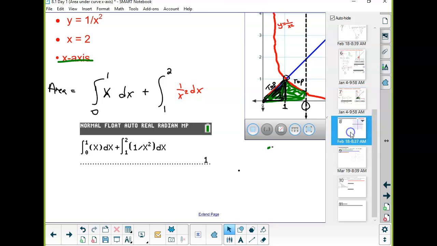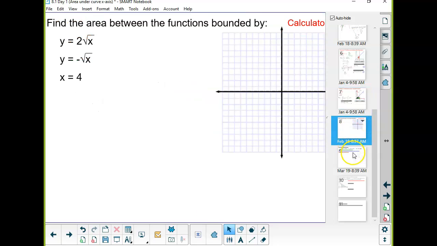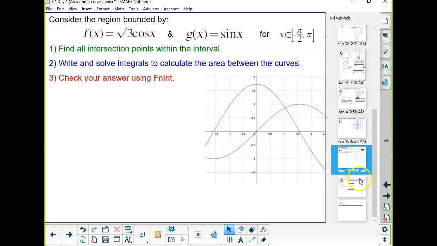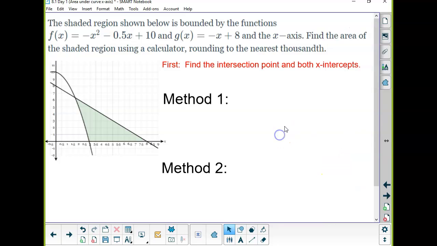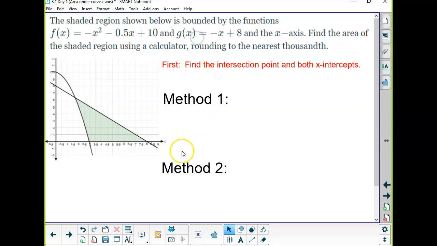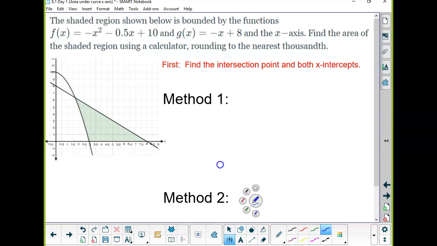Alright, let's see. I'm not sure if we'll get through all of these. That's a fun one. We definitely want to get to this one. So let's jump here. So this is a Delta Math problem, which your homework tonight is Delta Math, which is good because I think this is something that getting that immediate feedback is perfect. So what do they give us? They give us the two functions, f and g, and they tell us we're bounded by the x-axis. Find the area using a calculator.